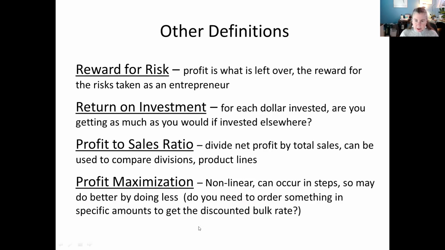Profit maximization. Again, that can be nonlinear. It can occur in steps. So sometimes you do better by doing less. If you had to buy a whole bunch of supplies to make one more, you have 2 options. One is not to spend the money this month, or, since you can make 10 more with that, why don't you go ahead and make 10 more this month, and you don't have to do that again next month.